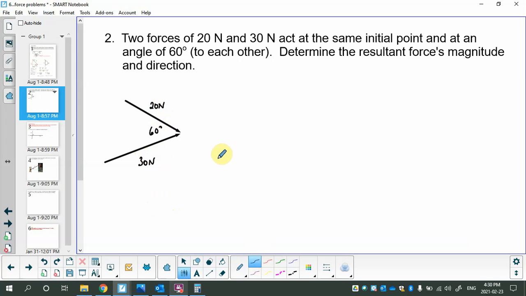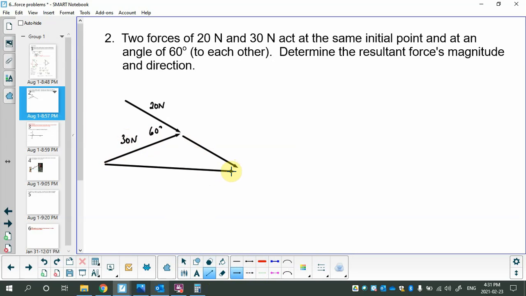So you have two choices, so there's actually two answers for this, and it depends on whether you decide to take the 30 Newton force and then add on the 20, or if you are going to take the 20 Newton force and then add on the 30. So what I'm going to do is take this, clone it, and put it here. That way it's tip to tail with the 30 Newton force, which means that I have created a triangle and the ability to draw a resultant.